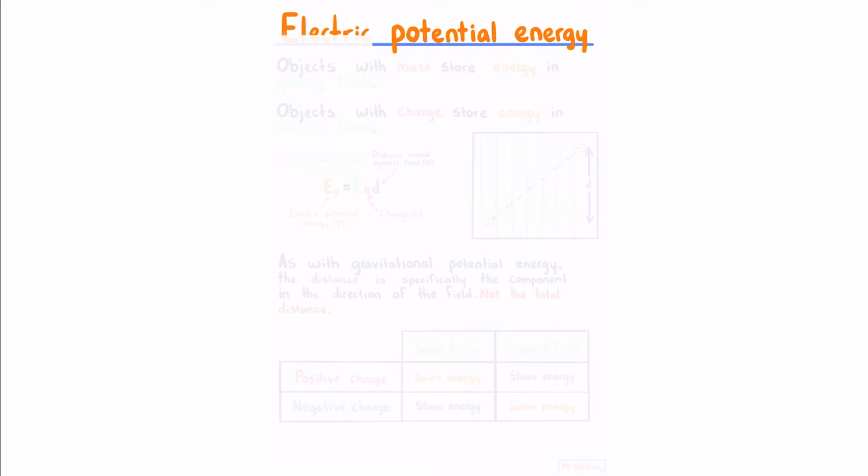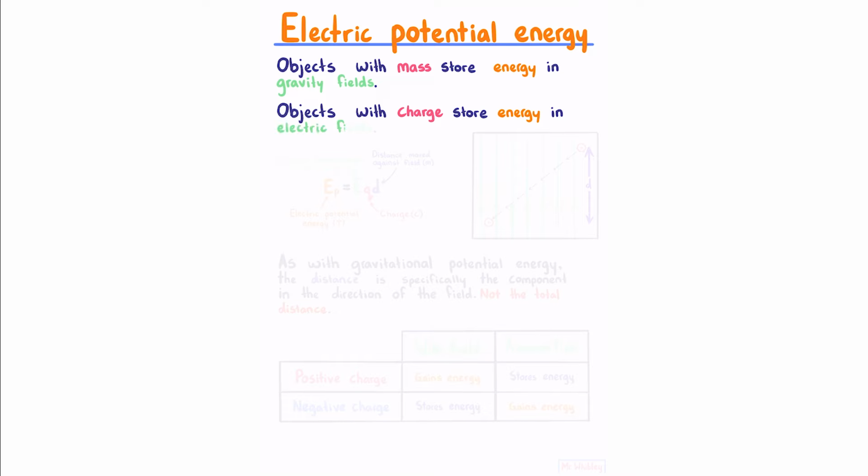Electric potential energy. Recall that objects with mass store energy in gravity fields. Similarly, objects with charge store energy in electric fields. This potential energy, which as with all energies has the units of joules, is equal to our electric field strength multiplied by the charge, multiplied by the distance moved against the field.